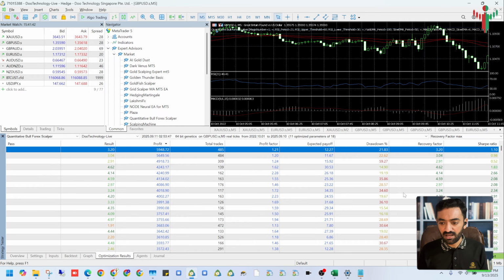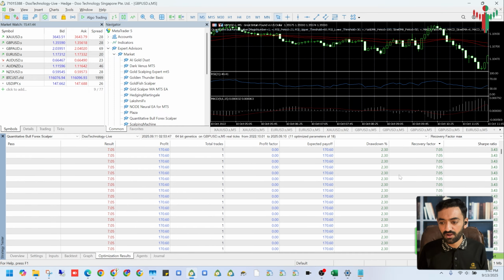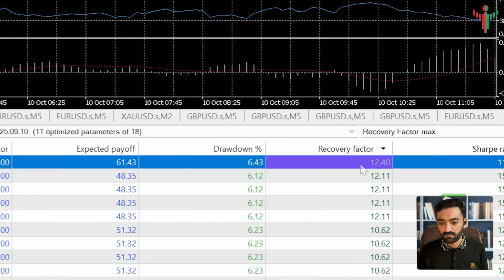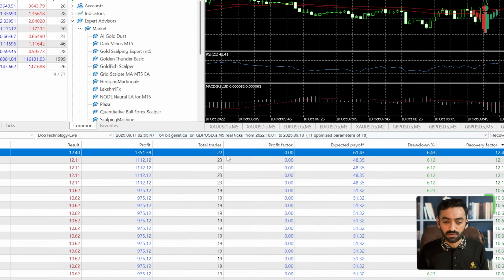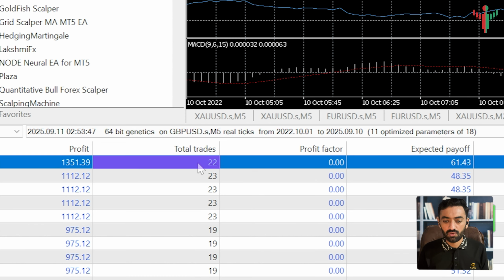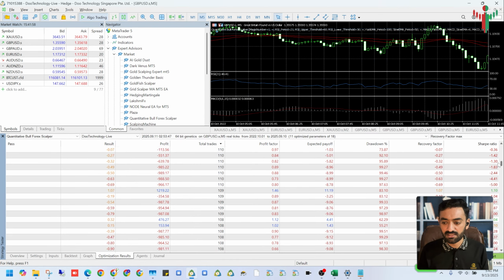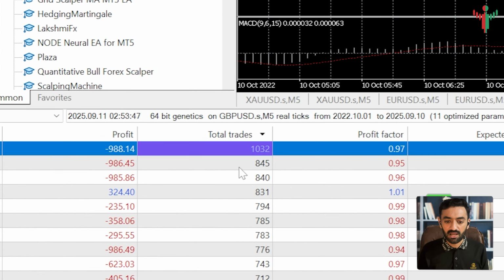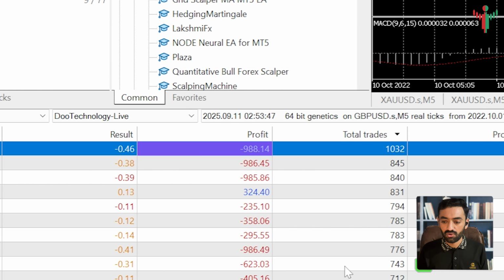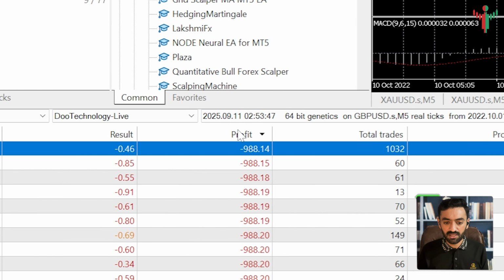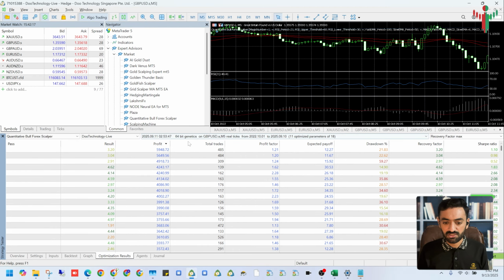Here you can see I got the highest recovery factor, which is 12, but with this test the total number of trades is 22, which is not enough. If I select the highest number of trades and move up, it opened the highest number of trades, 1032, but it is in loss. So let's select the profit and check the highest profit.